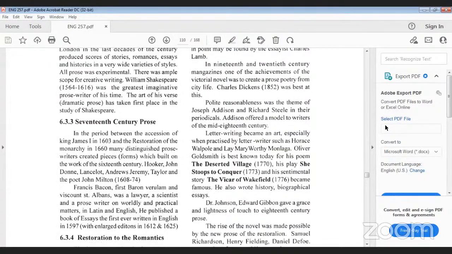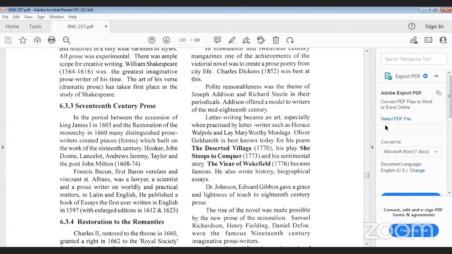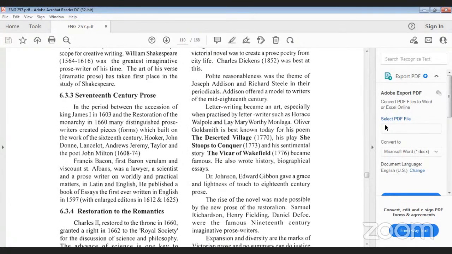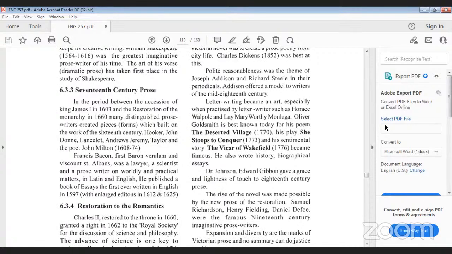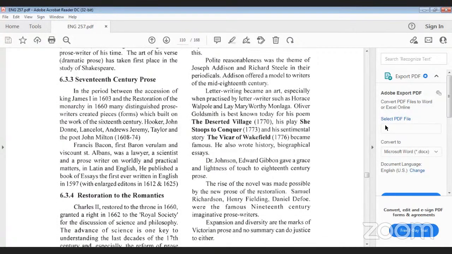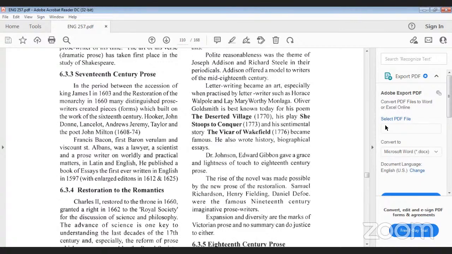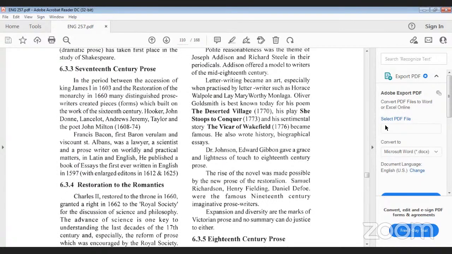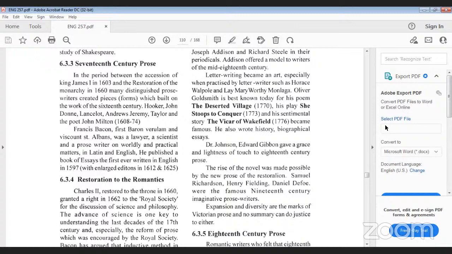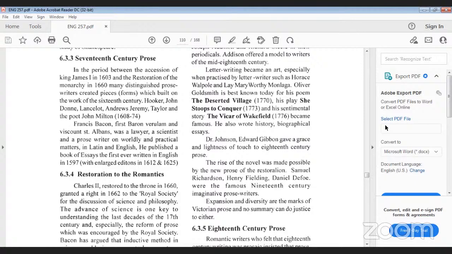Francis Bacon, first Baron Verulam and Viscount St. Albans, was a lawyer, a scientist, and a prose writer on worldly and practical matters in Latin and English. He published a book of essays, the first ever written in English, in 1597, with enlarged editions in 1612 and 1625.